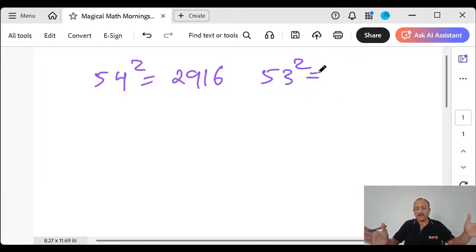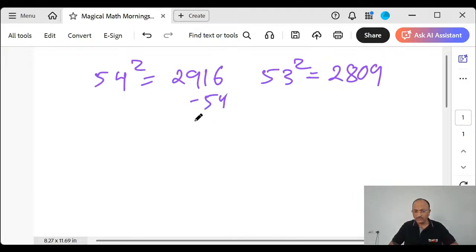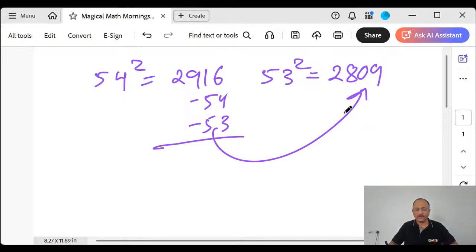All these methods I'm teaching over the 21 weeks, if you keep on repeating them, then you'll become the master. Yes, the answer is 2809. 2916 minus 54, whatever you get, again you do minus 53. You'll get this 2809.